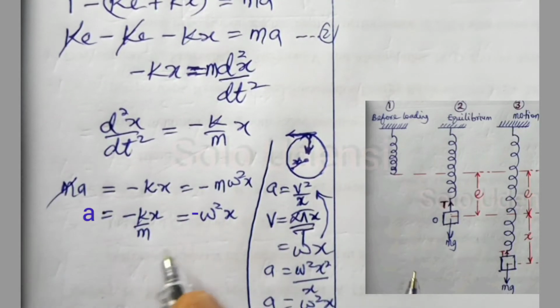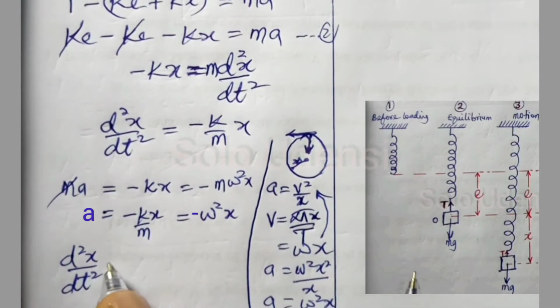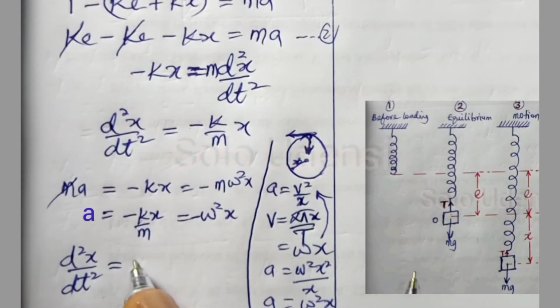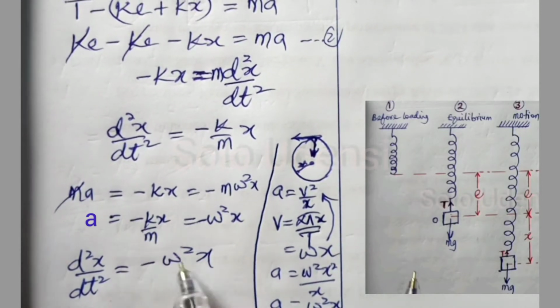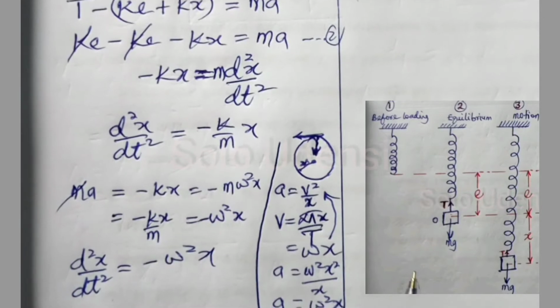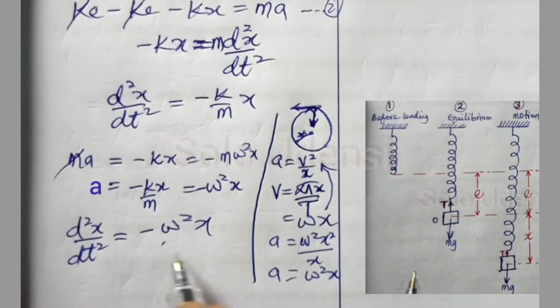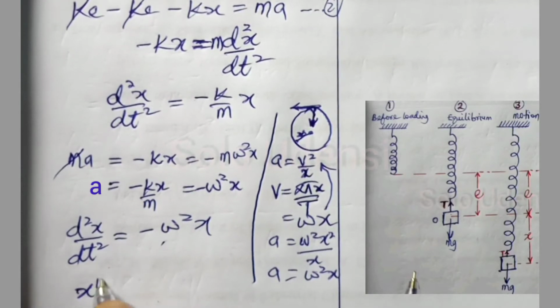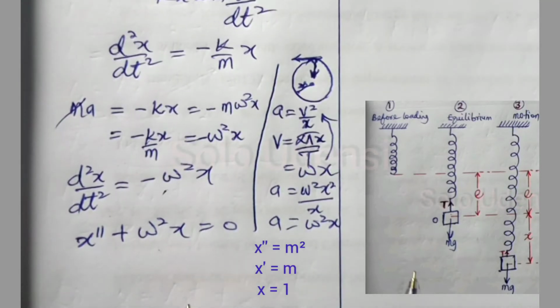So that our d squared x over dt squared is equal to minus omega squared x. Either this or this, depending on the one you are using, but let's use the one with angular frequency. This is a second order homogeneous equation that we can solve. So we can say that x double prime plus omega squared x is equal to 0. So we can solve this homogeneous equation.